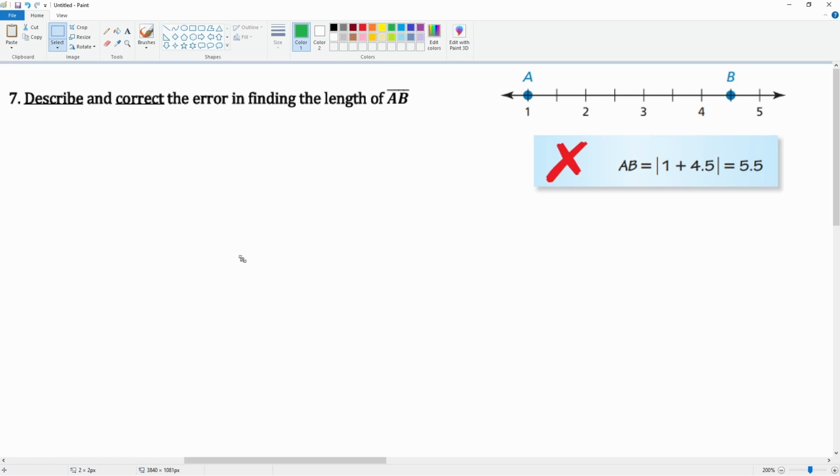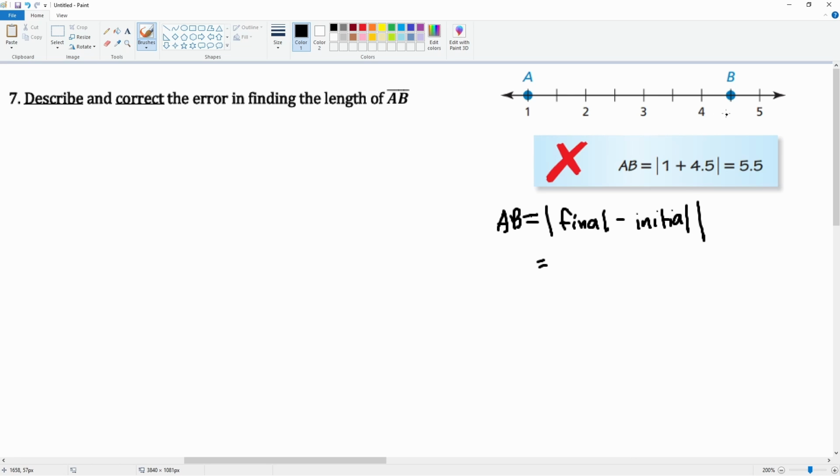Here we have question 7. It says to describe and correct the error. So this looks like you are finding the distance. Okay, so notice that the distance is going to be defined between any 2 points at its final point minus its initial point.